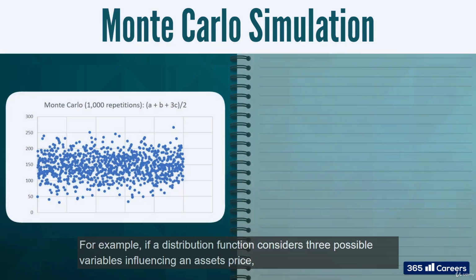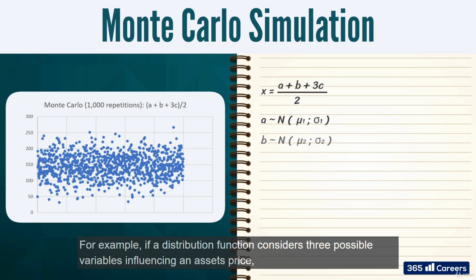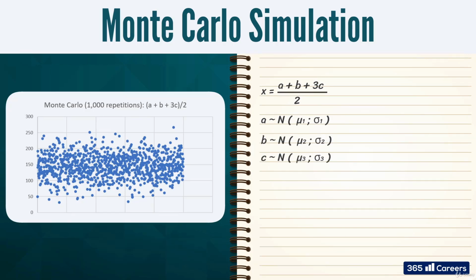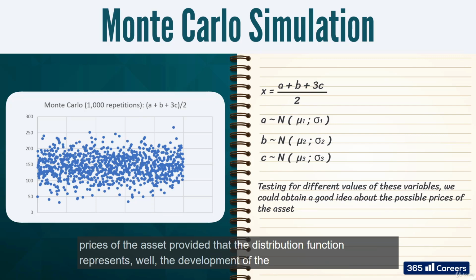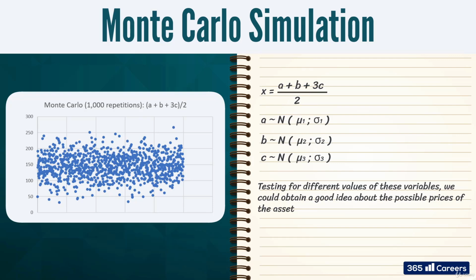For example, if a distribution function considers 3 possible variables influencing an asset's price, then by testing for different values of these variables, we could obtain a good idea about the possible prices of the asset, provided that the distribution function represents well the development of the asset's price.